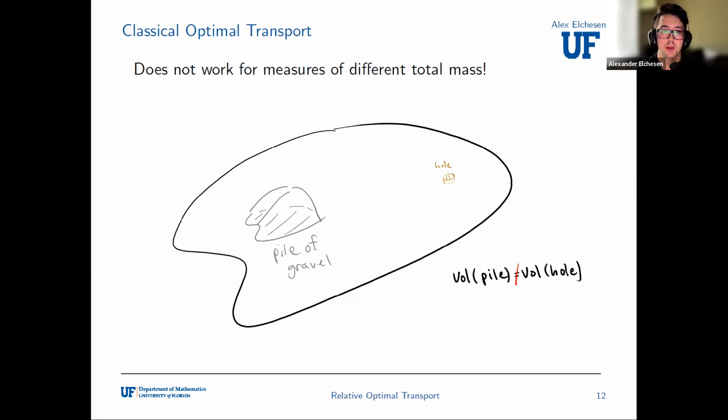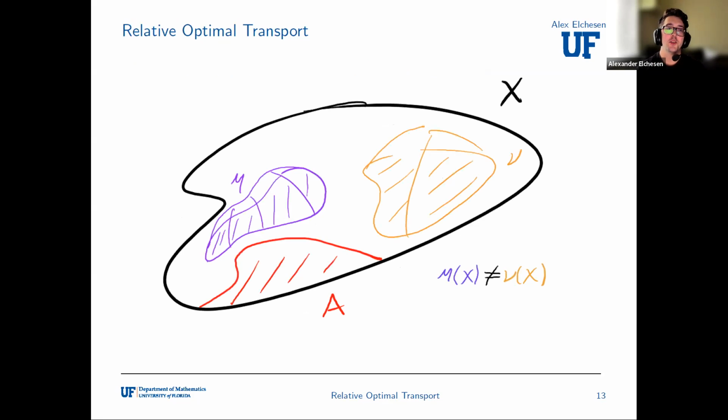Okay, so what's the problem for us? In the case of persistence diagrams in particular, this doesn't work if our pile of gravel and our hole don't have the same volume. Here I have a tiny little hole, can't get the gravel there. So in this case, the Wasserstein distance is undefined, or you could just say it's infinite. Okay, so that's where we're going to introduce relative optimal transport.